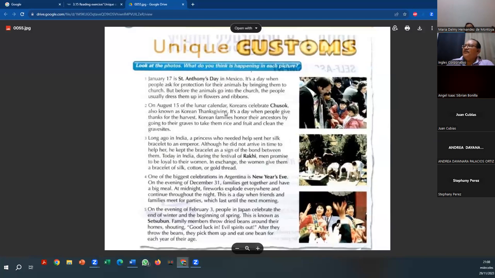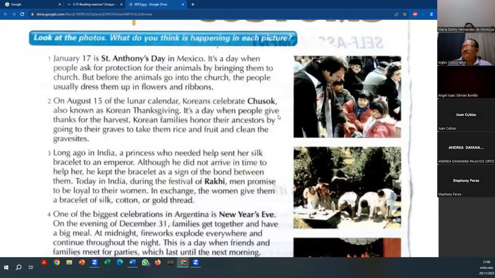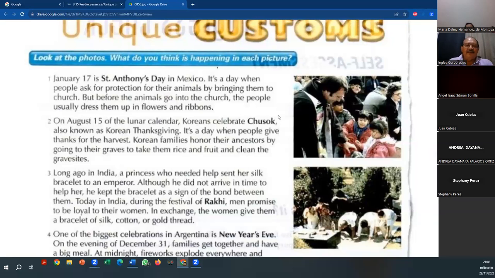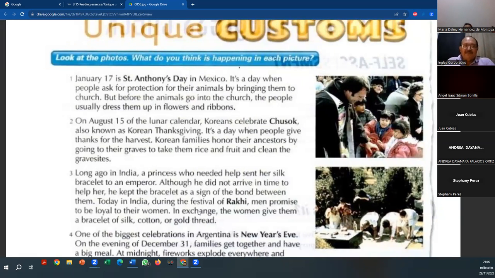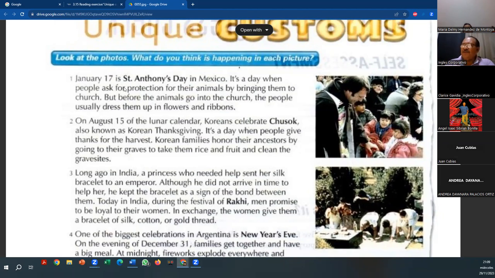All right. So we have unique customs. It says, look at the photos. What do you think is happening in each picture, right? When we talk about customs, you know, like the traditions, right? So we have customs and traditions in different countries, also families. We also have maybe towns in the same country. There are certain differences, right? So when we have this one, we can read in this first paragraph.